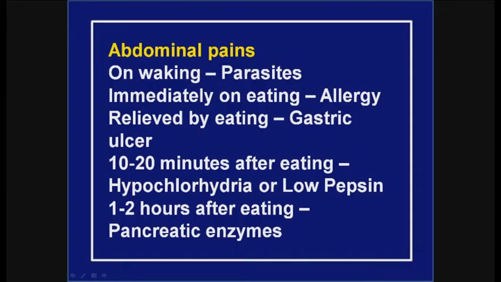If it's immediately on eating, then they're eating something which is having a reaction, like a histamine reaction in the stomach straight away. So if they eat something and then they get tummy ache. If it is relieved by eating, it's usually because the food absorbs the stomach acid, and therefore it's probably a gastric ulcer, is the likelihood there. If it's 10-20 minutes after eating, in other words when the food's in the stomach and it's not being digested, it could be low hydrochloric acid.